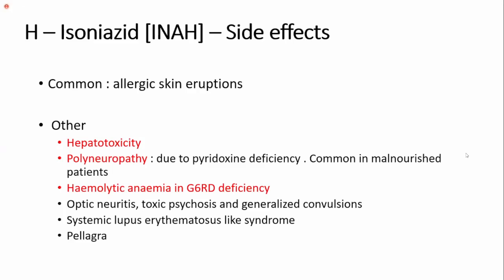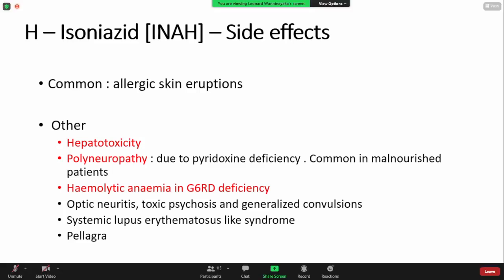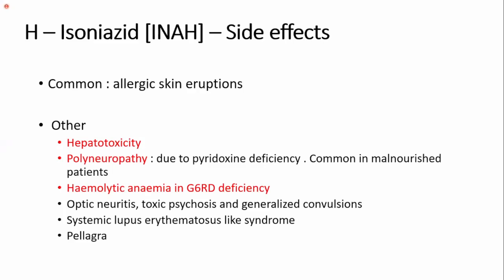So isoniazid is hepatotoxic, so it can damage the liver. It can cause a neuropathy, so the patients will feel lower limb numbness and hand numbness. This is mainly due to pyridoxine deficiency. Pyridoxine is involved in the metabolism of a lot of carbohydrates and proteins in the body. So isoniazid will compete with pyridoxine and cause a pyridoxine deficiency at the tissue level, so it will manifest as a neuropathy. This is commonly seen in patients who are malnourished.